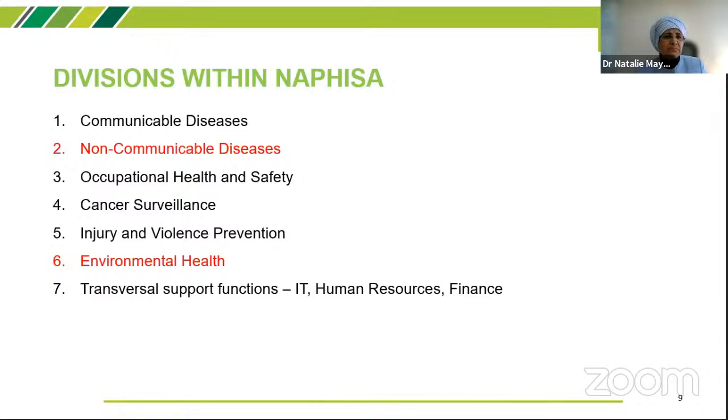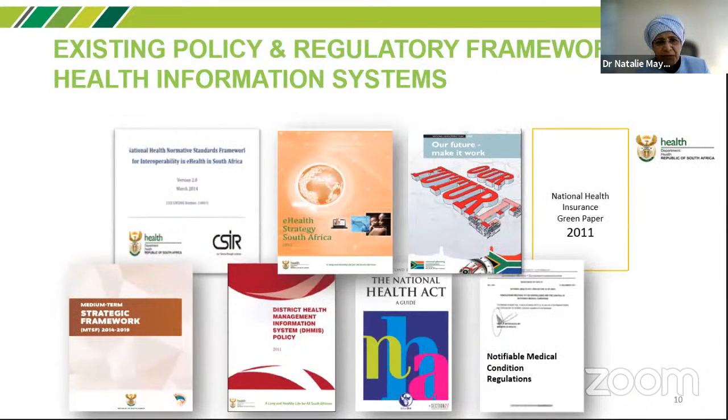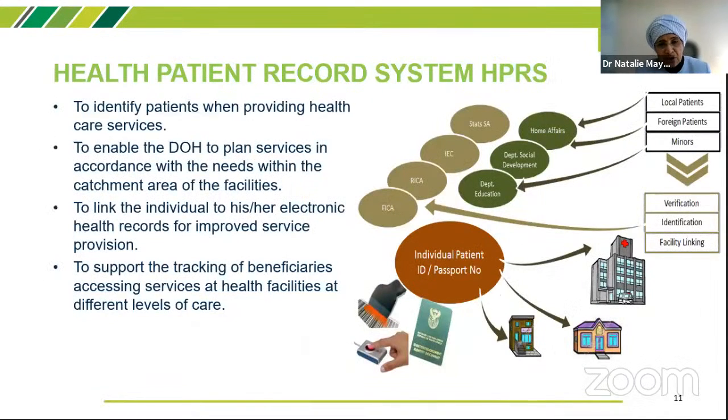Next slide, please. So we're not starting on a green field. There are multiple existing policies, regulatory frameworks, and health information systems that exist across the country at the moment. They do require strengthening, and they do require elevating specific elements from this framework to support the rare disease surveillance.